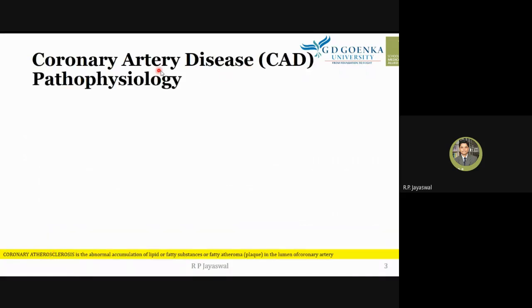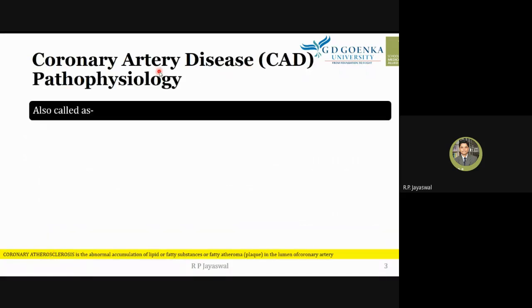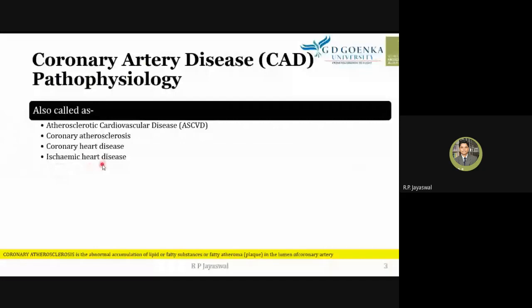Now, the pathophysiology of coronary artery disease, which we usually know by the abbreviation CAD. It is also called atherosclerotic cardiovascular disease, coronary atherosclerosis, coronary heart disease, or ischemic heart disease. So there are different names or nomenclature for this particular disease.